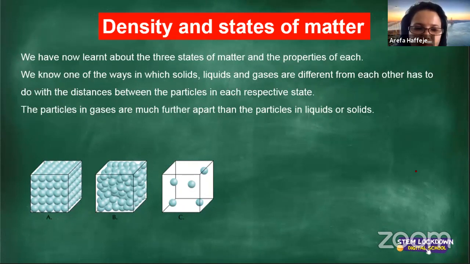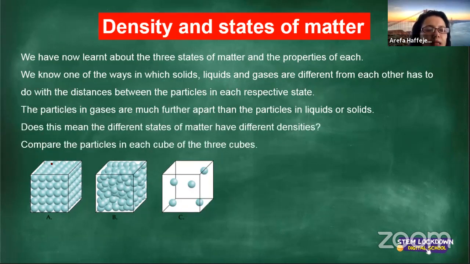The particles are more dense in a solid than in a liquid and a gas. Okay, so it's less dense in a gas than in a solid. Yes, that's excellent. Well done. So it's less dense in a gas as compared to the liquid and the solid. Does this mean that the different states of matter have different densities?